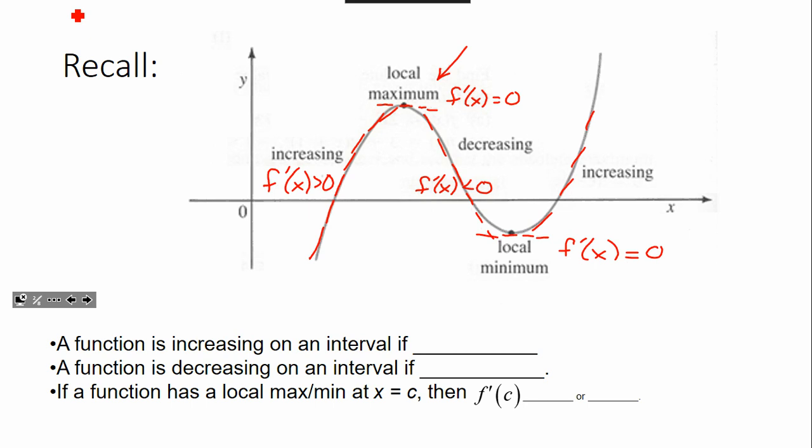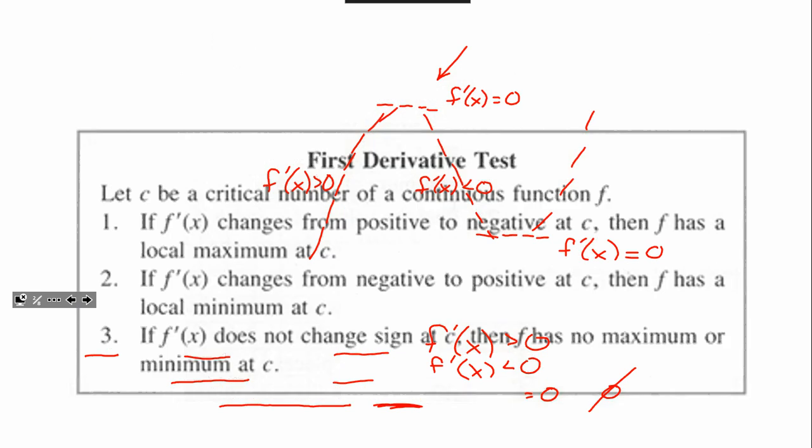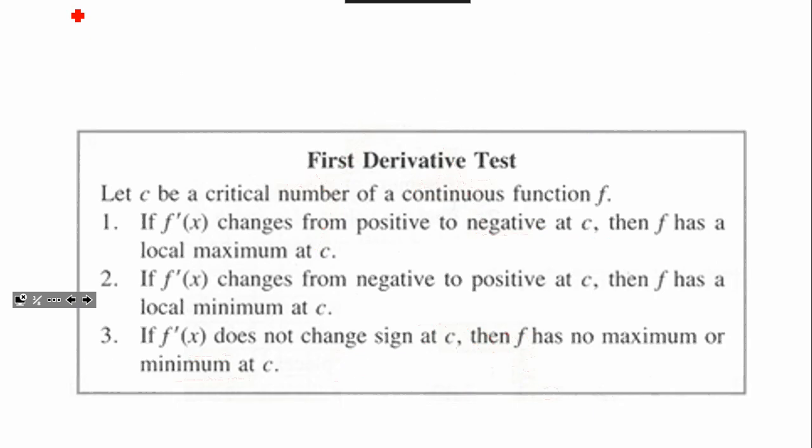So what this means is we can now say that the function is increasing on an interval if f prime of x is greater than 0. We can say that the function is decreasing on an interval if f prime of x is less than 0. And we can say that it is going to have a local max or min when x is equal to c if f prime at c is either equal to 0 or undefined. That is what the first derivative test is.